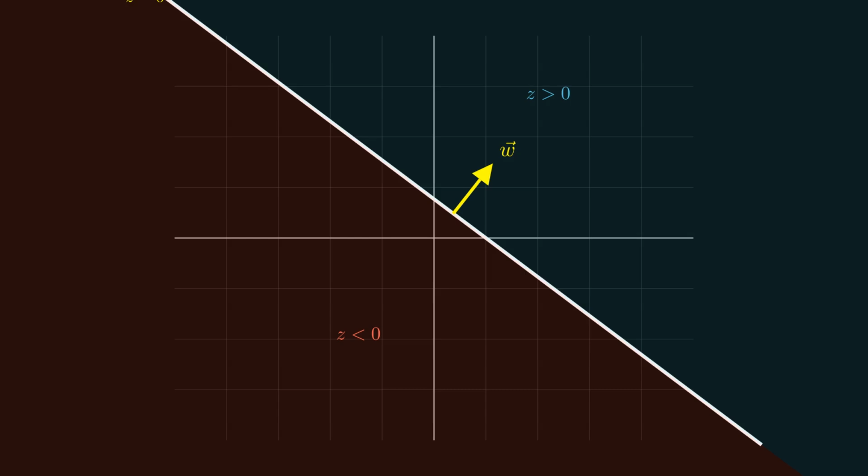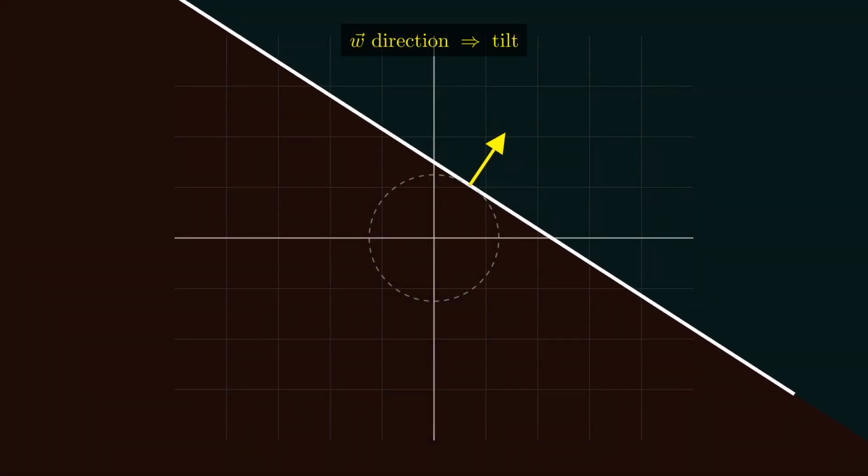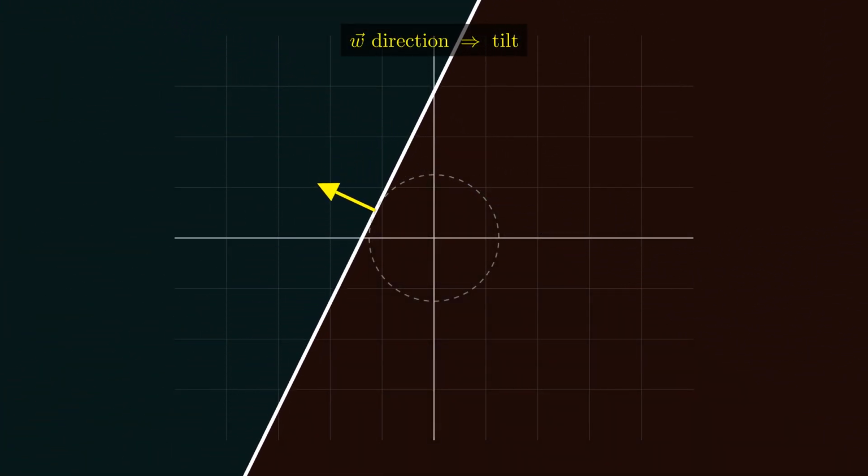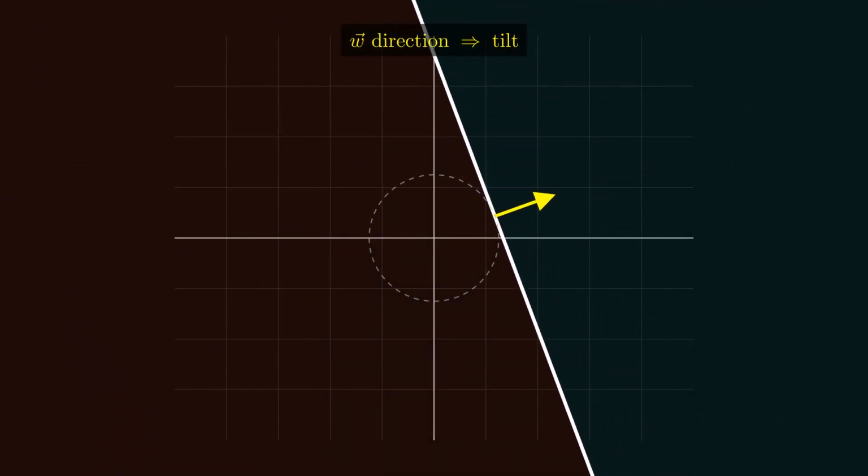And here's the elegant part. The weights themselves, taken as an arrow w, always point straight across the line into the positive side. The weight vector is the boundary's compass needle. So what do the weights actually control? Their direction sets the tilt of the line. Watch as I rotate the weight arrow, the line pivots right along with it, always staying perpendicular. The weights choose which way the boundary faces.